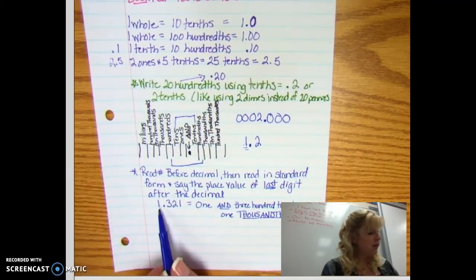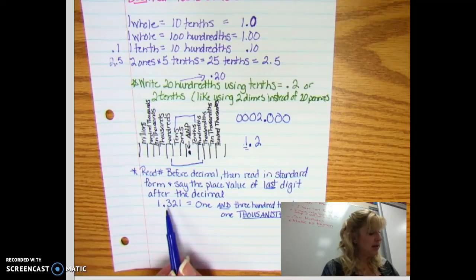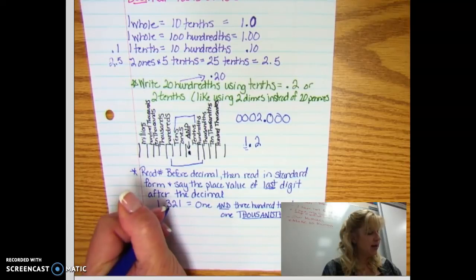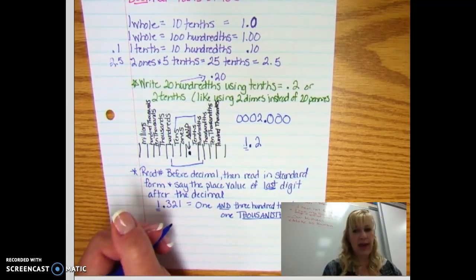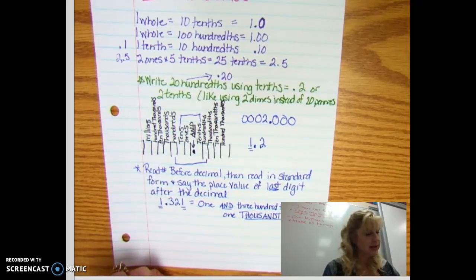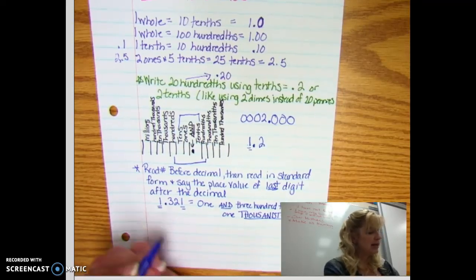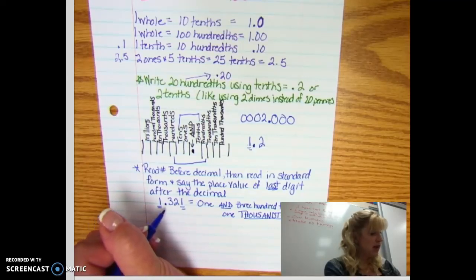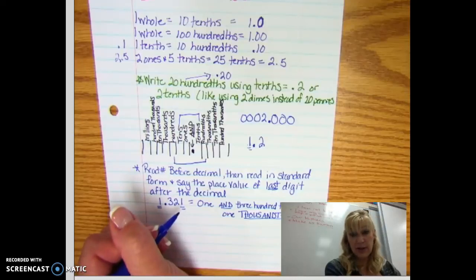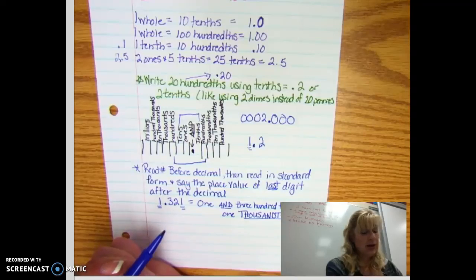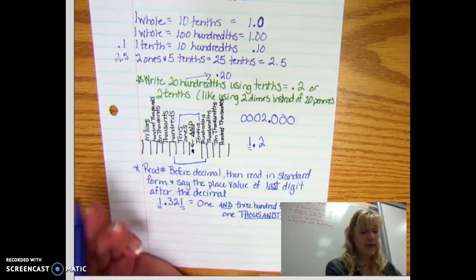So if I have 1 and then the decimal point 321, I would say 1 and 321 thousandths, because the last digit is in the thousandths place. You can read this as 1,321 thousandths if you want. You can convert this in any way you wish. You just need to make sure that the value doesn't change.